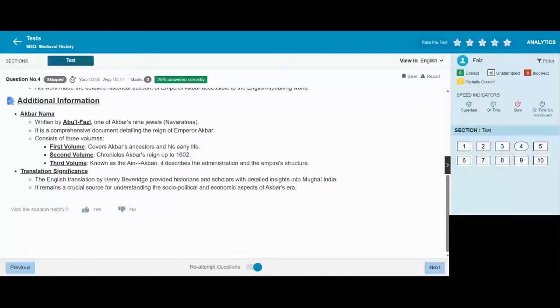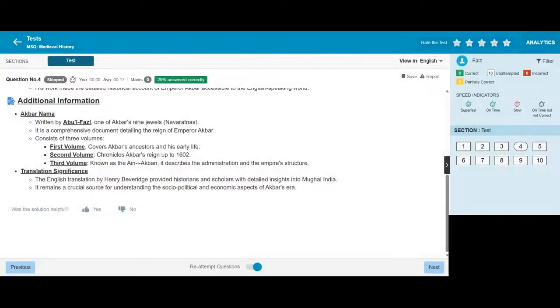One of Akbar's 9 jewels, Navratna. It is a document recounting the reign of Emperor Akbar. It consists of 3 volumes. The first volume covers Akbar's ancestors and his early life. The second volume is the Chronicle of Akbar. The third volume, known as the Ain-i-Akbari, describes the administration and the empire's structure.